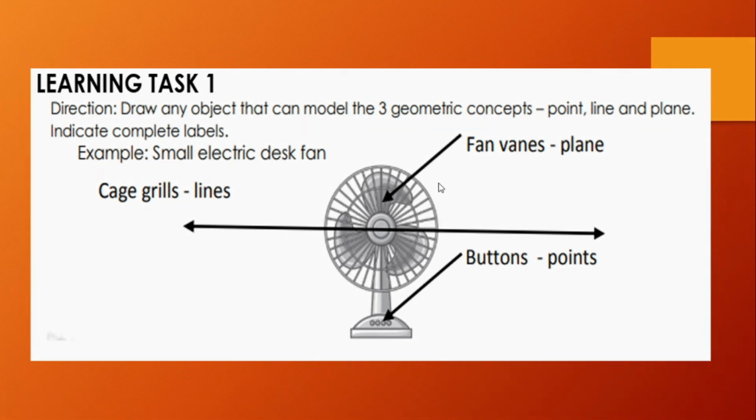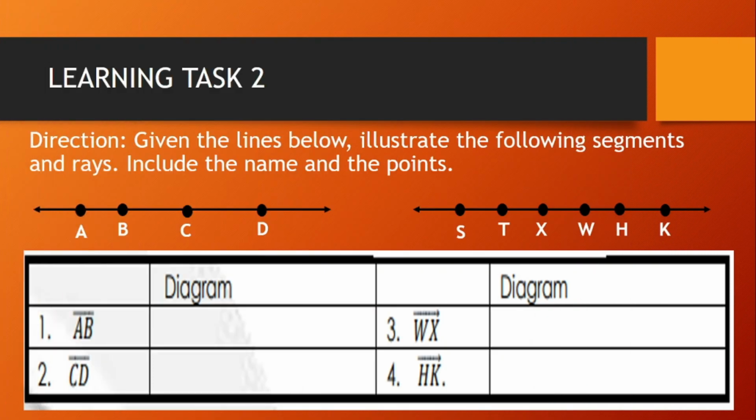Okay? For learning task number 2, the direction is given the lines below, illustrate the following segments and rays. So include the name and the point. So for example, in our number 1, we have here line segment AB, tama? So let's illustrate this one. So we can have here the line segment AB. Given itong line na to, itong kabuuan na line na to, nasan ba si line segment AB? Ito. Okay, so we have line segment AB. How about line segment CD? There. Ito si C, ito si D, so we can have the line segment CD.